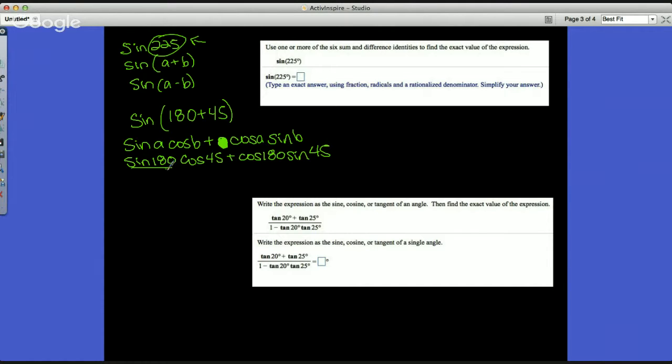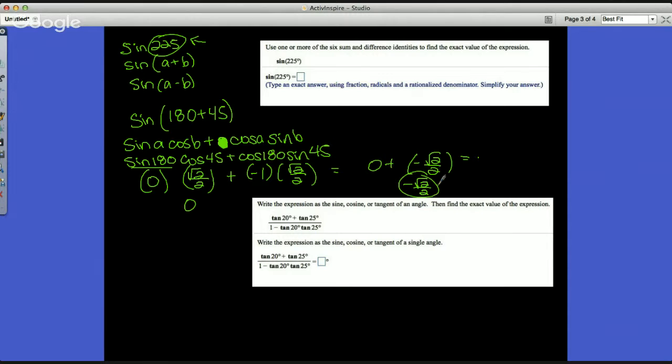Hey, sine of 180. As I look at sine of 180, I notice that is the y at that point, and the sine of 180 is actually 0. So anything times 0 is 0, so we actually don't have anything there. Cosine of 180, though, is negative 1. Okay, so we have 0 plus negative 1 times sine of 45, which is square root of 2 over 2. Make sure you use it just like I do here because it'll simplify there. So now I've got 0 plus negative square root of 2 over 2. So really what I have is negative square root of 2 over 2 would be my answer. Okay, that would be my answer there.